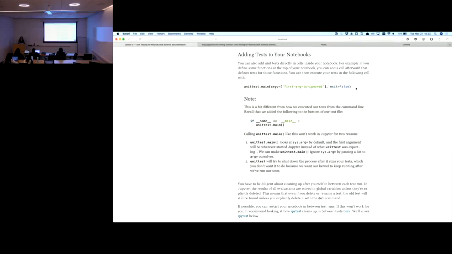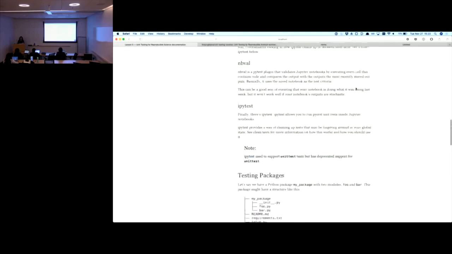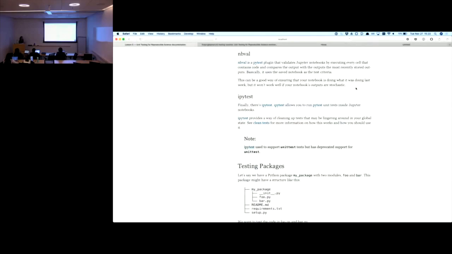So if possible, what you should try to do is restart the kernel in between test runs. The last library that we're going to talk about for testing Jupyter notebooks is called ipytest, and it actually has a function for cleaning up anything that looks like tests before you run your tests.